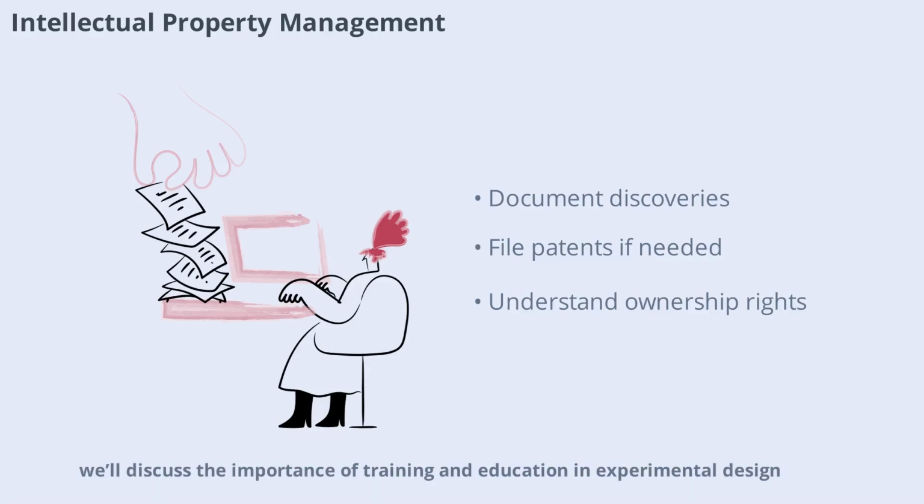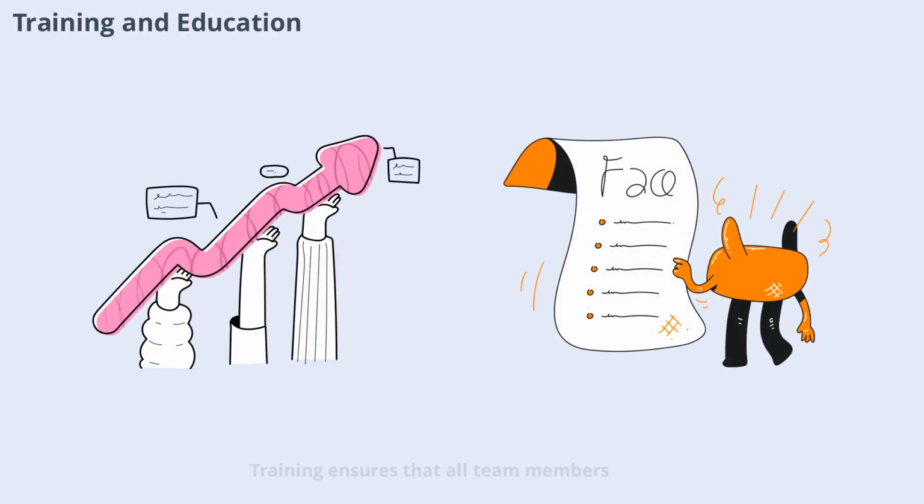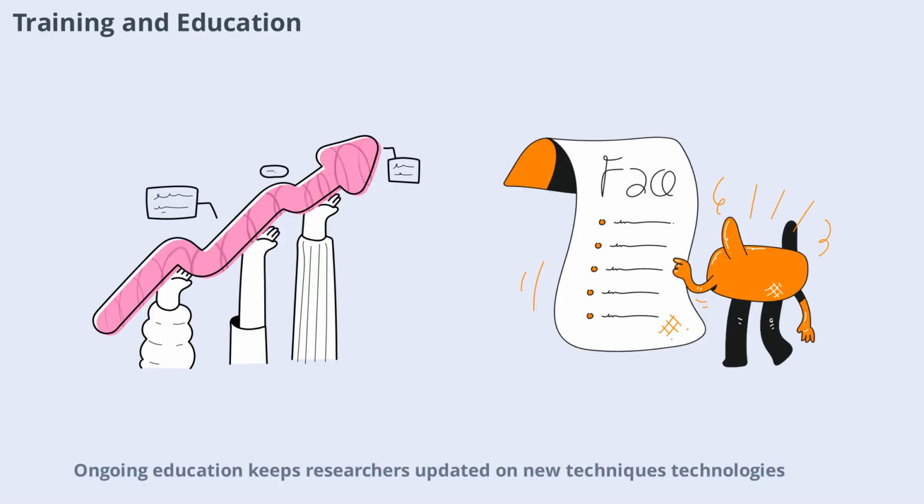Next, we'll discuss the importance of training and education in experimental design. Training ensures that all team members understand experimental protocols and best practices. Ongoing education keeps researchers updated on new techniques, technologies, and regulations. Workshops, seminars, and online courses are valuable resources. Well-trained teams are more efficient and produce higher quality results.